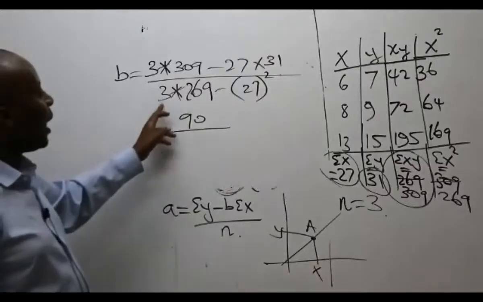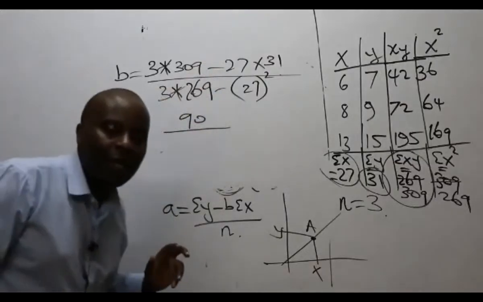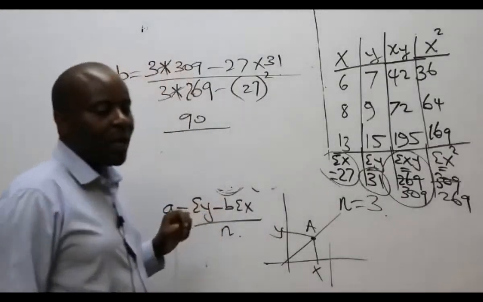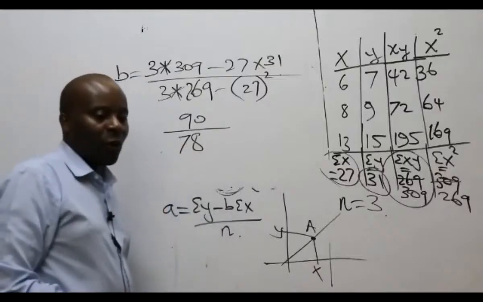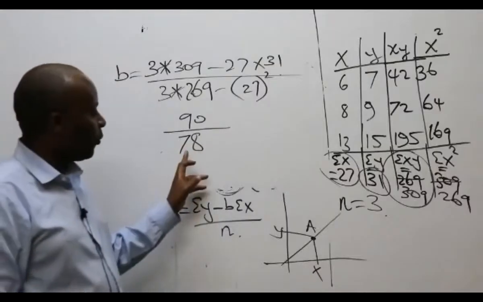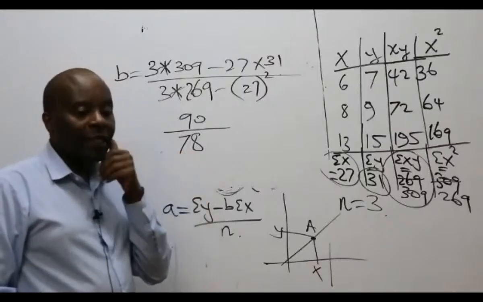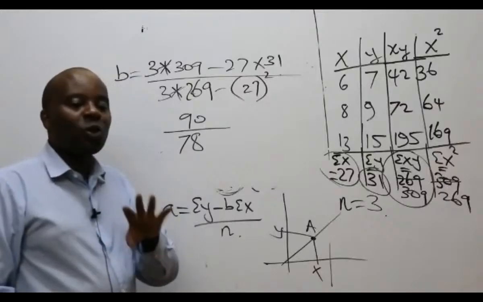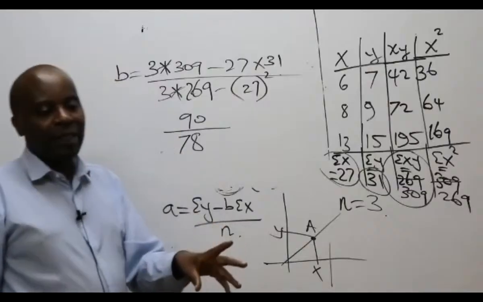Denominator is 3 times 269 minus open brackets 27 squared. 27 squared, according to Fatma, gives me 78. Of course, I would want this corroborated. I would want another student to confirm whether this 78 is correct. Sharon Gaetano, very good. Collins has also confirmed the 78. Maureen has also confirmed the 78.